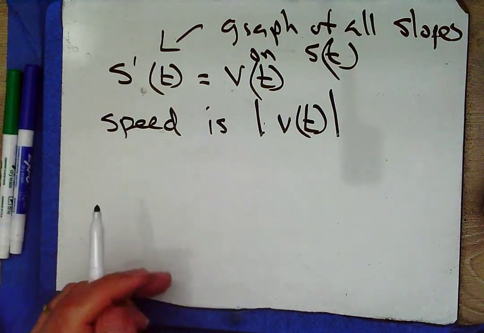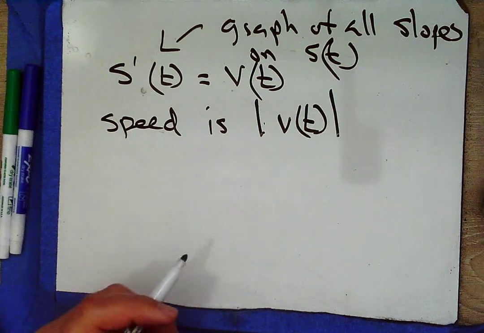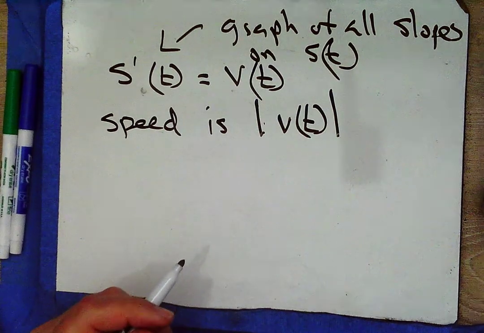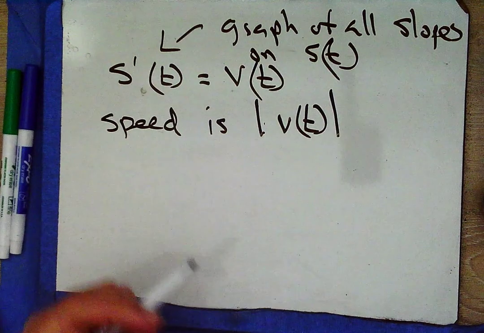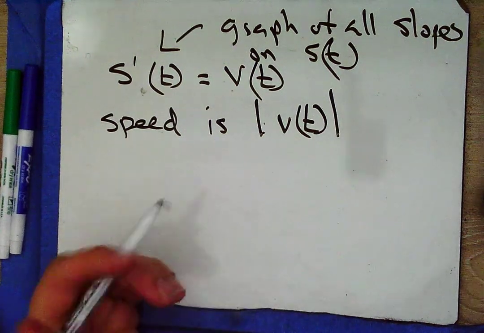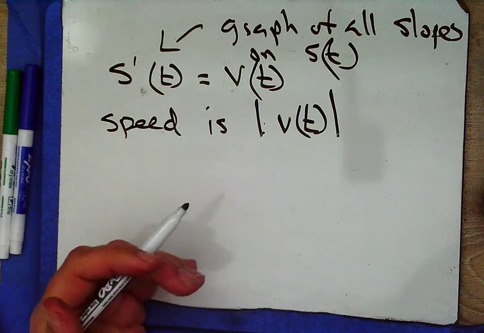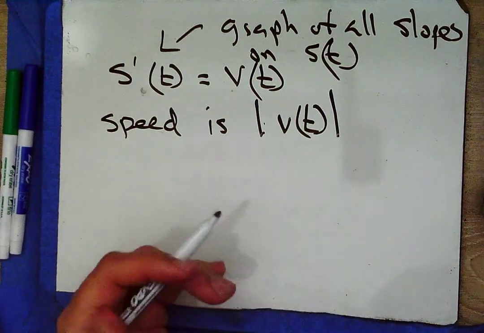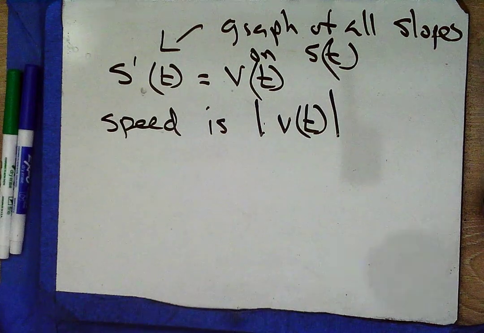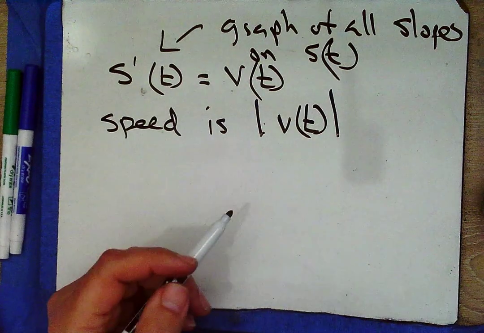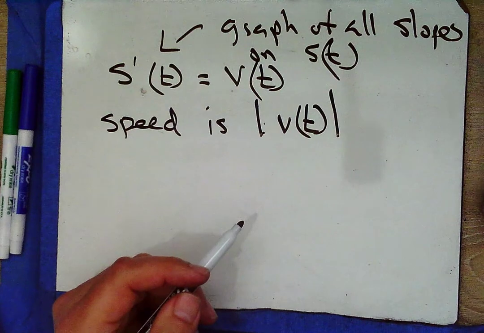So don't worry if you're feeling a little uncomfortable with all this knowledge. I will say the sooner you can understand that the slopes on position give me velocity, and the slope between 2 points on position gives me average velocity, and the slope at a point on position gives me instantaneous velocity, I think the happier you'll be. But I do understand that it's a bunch to learn.